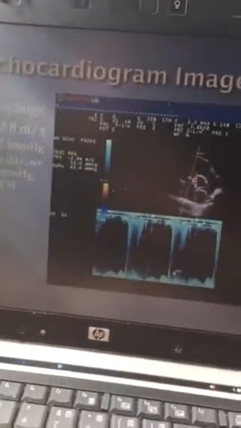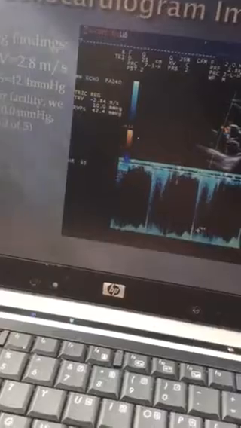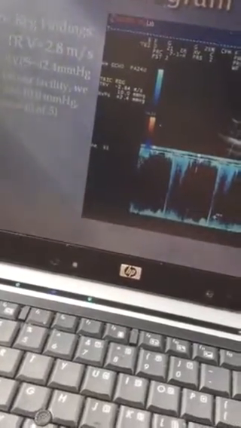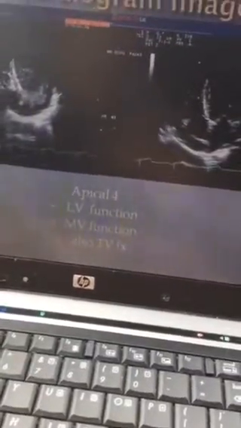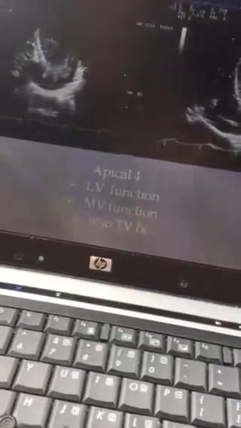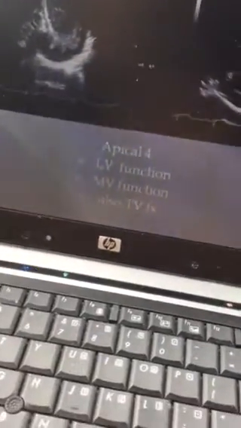The tricuspid valve regurg measured 2.8 meters per second. So the right RVSP is 42.4 millimeters of mercury, because with Sergio's group, we add 10 millimeters of mercury instead of 5. From the apical 4 views, we can see the LV function, the mitral valve function, and a little tricuspid function.